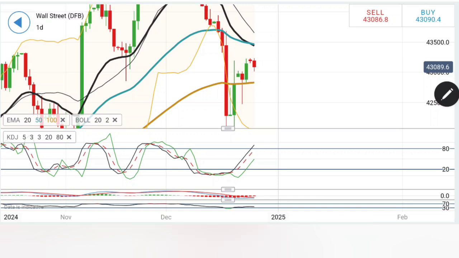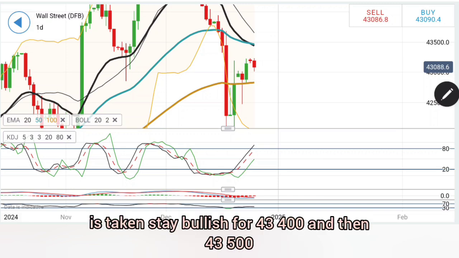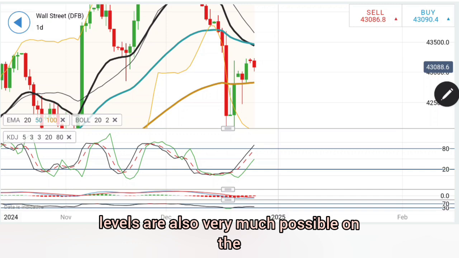So considering this, I will recommend you to buy here at 43,120, expect 43,160, 200, 240, and if 43,240, 250 is taken, stay bullish for 43,400, and then 43,500 levels are also very much possible.